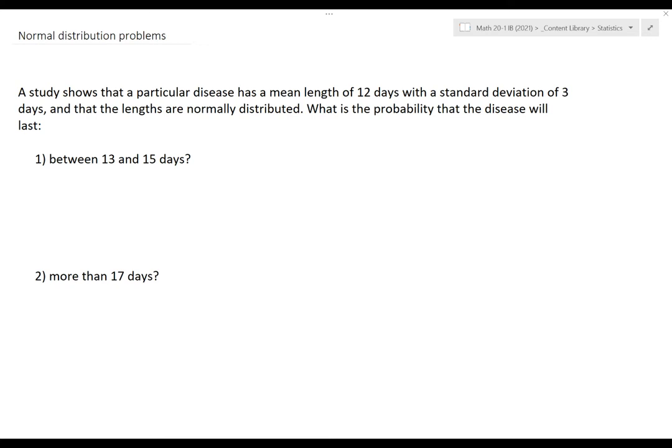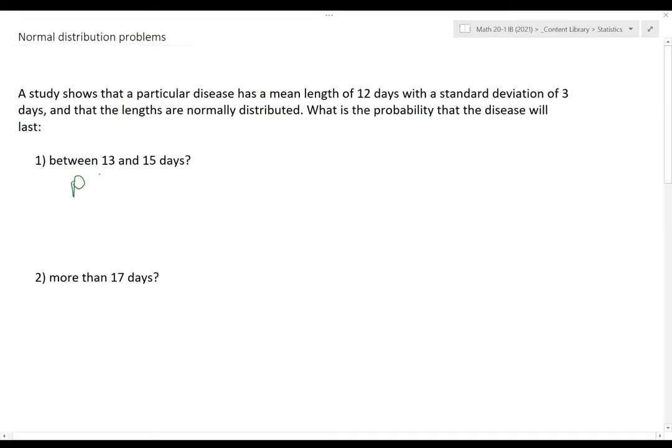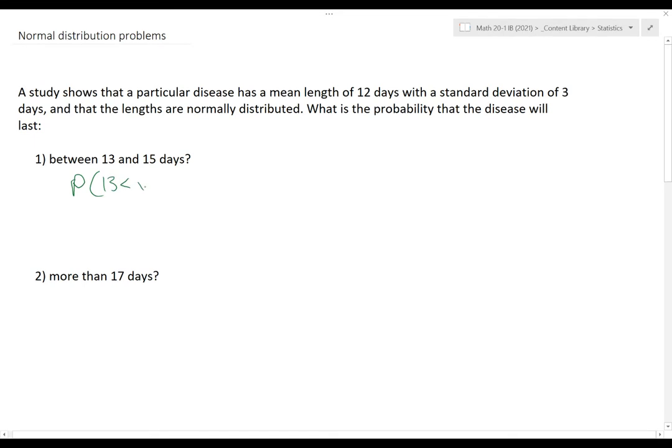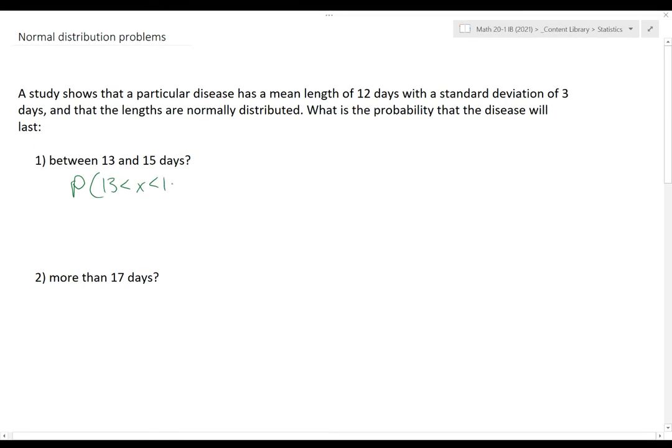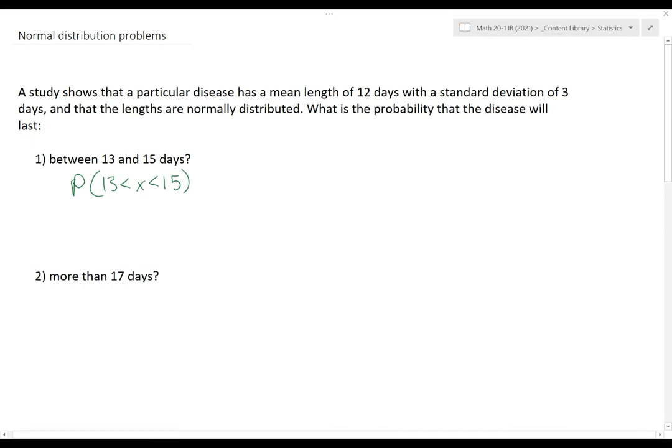So if we want to know the probability that the disease will last between 13 and 15 days, so what's the probability that x is between 13 and 15. Whether we include the 13 and the 15 is kind of irrelevant because this is continuously distributed data. So the odds of something being exactly 13 are very low, since it's probably 12.999 or 12.97 or something like that. So what we do is we use our calculator.